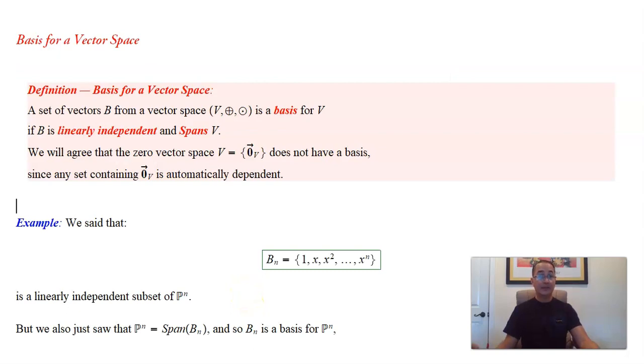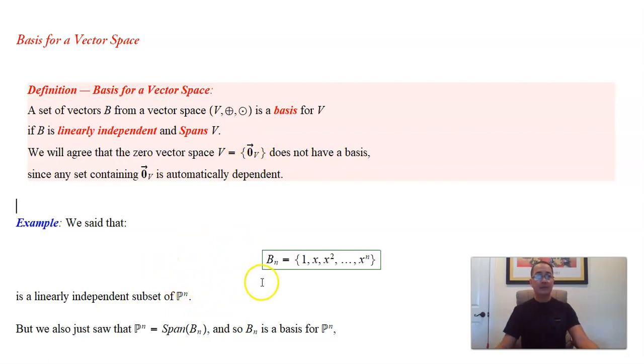Okay, so let's go on to the next vocabulary word in our objectives for this video, and that is a basis for a vector space. A set of vectors B from a vector space V is a basis for V if B is linearly independent and spans V. Okay, so this is the same definition essentially that we have for Rn. We will agree that the zero vector space V consisting of only one vector, a zero vector, does not have a basis because any set which contains the zero vector is automatically dependent. So there's no way that we can get an independent set out of just this one limited choice.